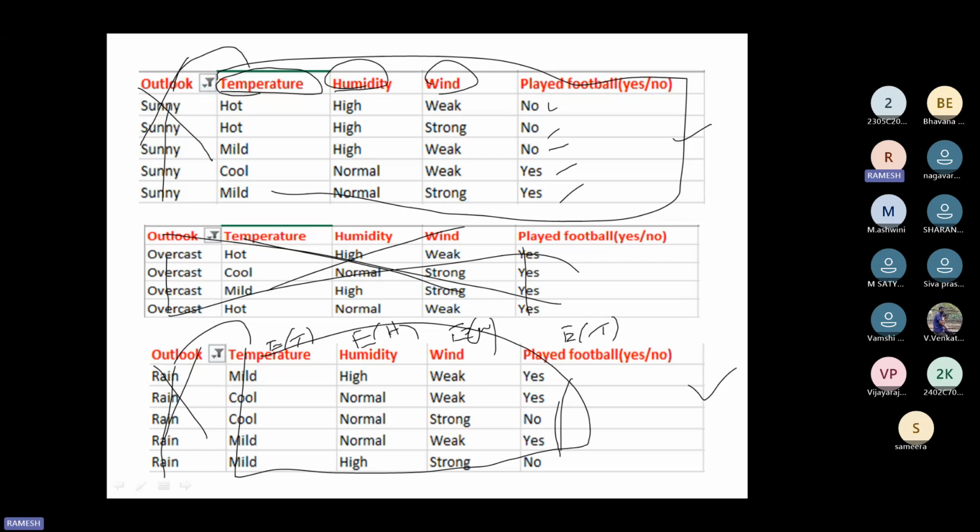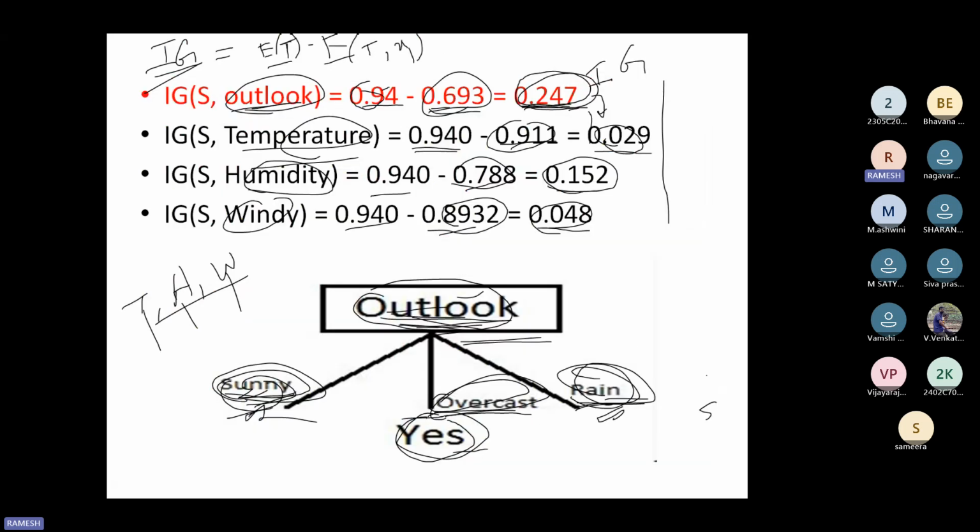For whichever column we get the highest information gain, that column will be assigned here and taken as an intermediate node. With respect to sunny, it may be temperature, it may be humidity, or it may be wind. Here also, it may be temperature, wind, or humidity. Out of these three, the column with the highest information gain will be assigned here.